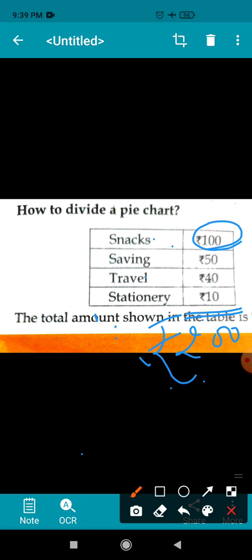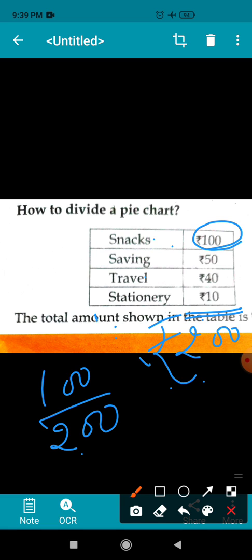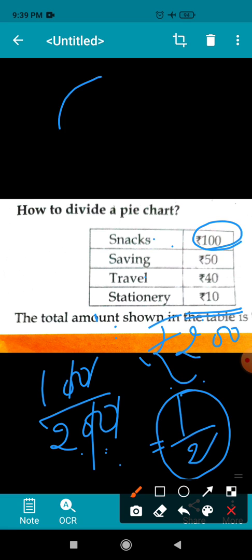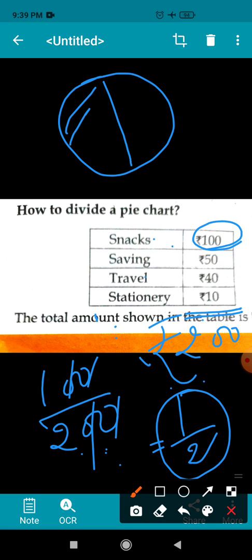So how can you get the part of the circle? For this you will divide 100 by 200. Here you will reduce the fraction. Ones place has 0, ones place has 0, cancel. Tens place has 0, tens place has 0, cancel. And the fraction left is half. It means half of the circle shows the money spent on snacks.